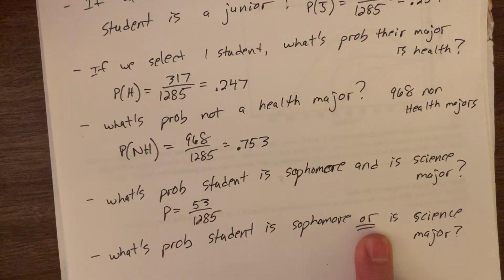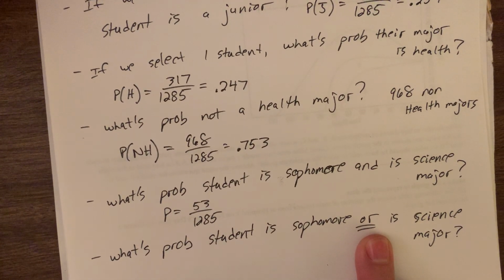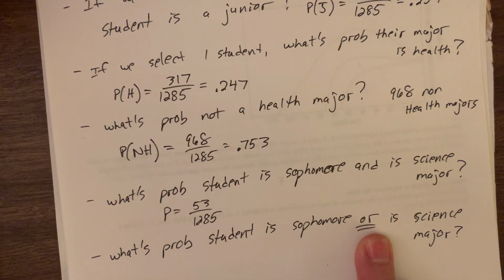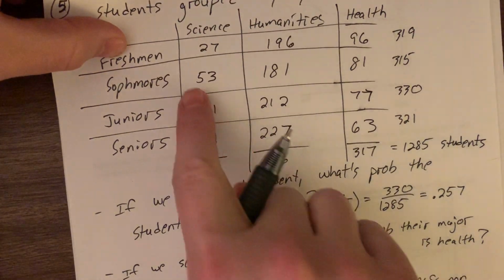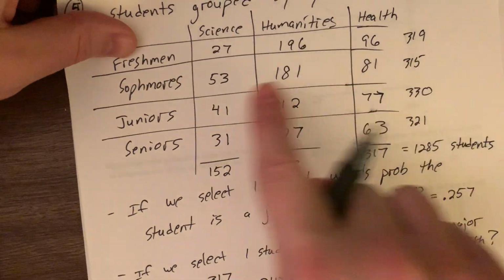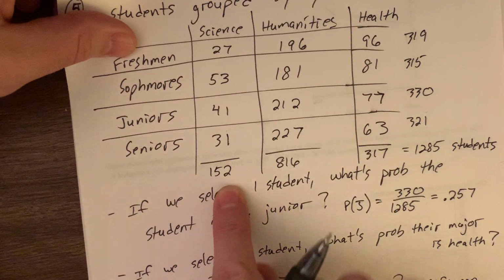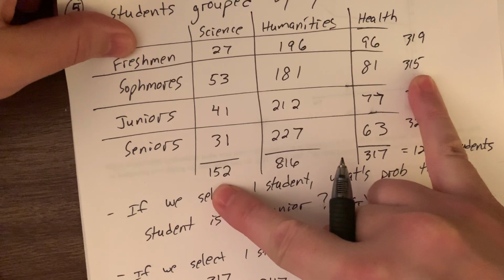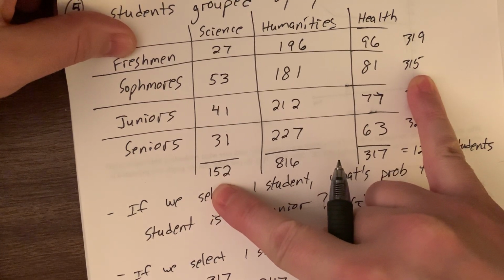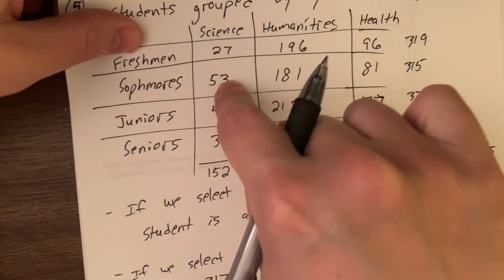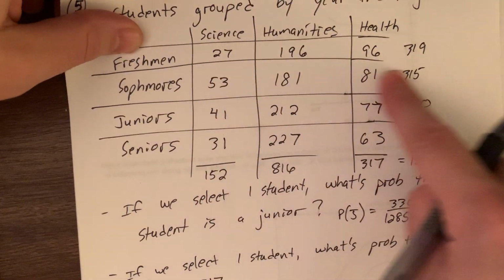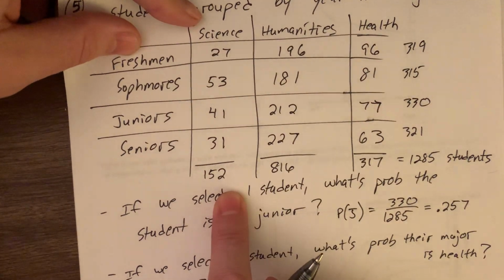The "or" makes all the difference. Now, any sophomore qualifies, or any science major satisfies. The only thing is just to make sure we don't double count. So it's easy to just go back to the top and say there's 315 sophomores and there's 152 science majors, and add those two together to get 467 people that satisfy, but realize we counted these people twice. We counted them as sophomores, we counted them as science majors.